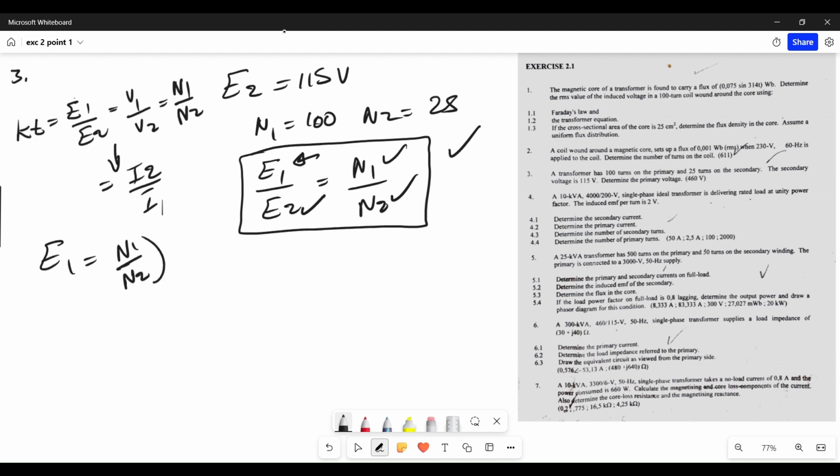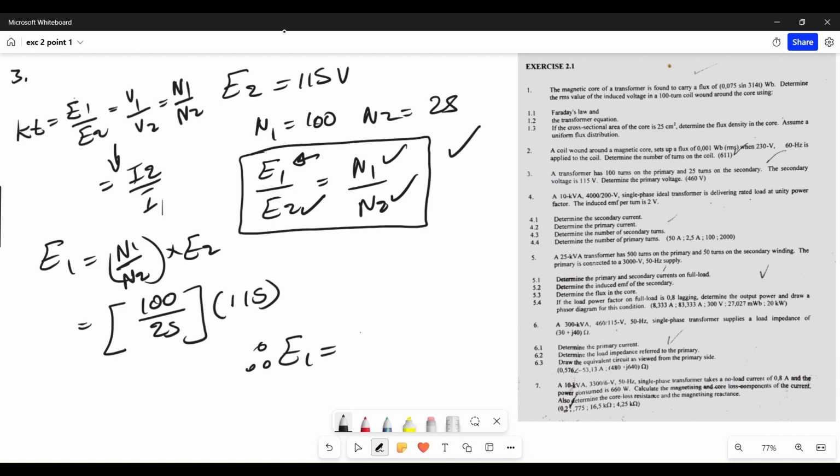E1 equals N1 over N2 times E2. So now we substitute everything. N1 is 100, N2 is 25, and E2 is 115. Therefore E1 is equal to 460 volts. So this is what they're looking for.